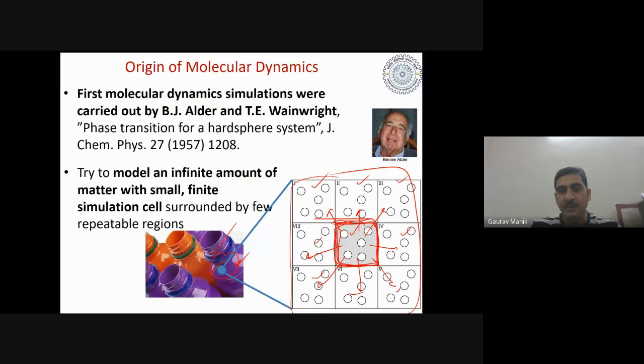Although the whole of this PET bottle might have billions and billions of molecules, how can you model that infinite amount of matter with a very small simulation cell, that I've shown on the right? And how can you use the properties that you estimate from this small simulation cell to estimate the properties of the complete PET bottle? So that's the whole thought on molecular dynamics in terms of application perspective.